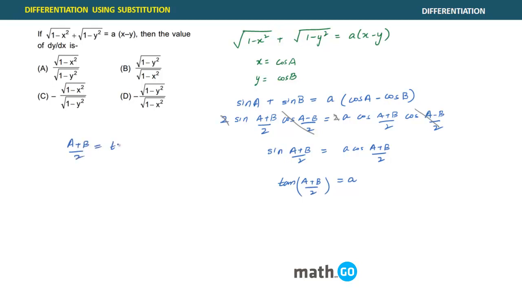Okay, and now I can write this particular quantity as (a plus b) by 2 is equal to tan inverse a. Now coming back to the original question, the original question was in terms of x and y, or you can say this a plus b reduces to, yes, 2 tan inverse a. Okay, so what was the value of a? Can you tell me? From here the value of a becomes cos inverse x, and the value of b can be written as cos inverse y.